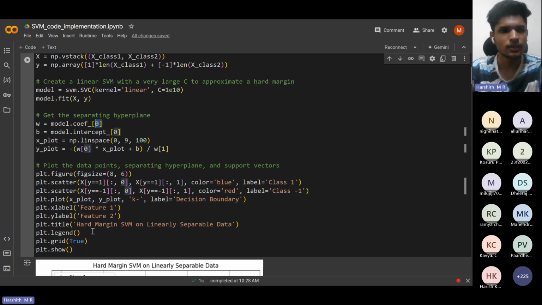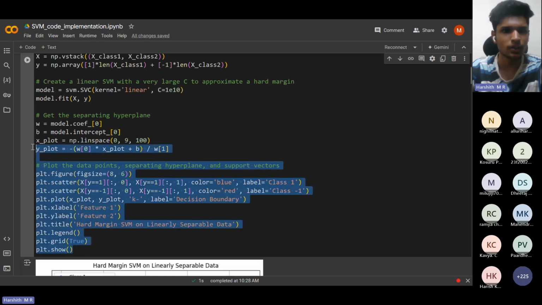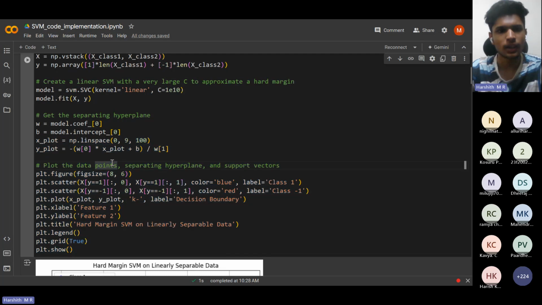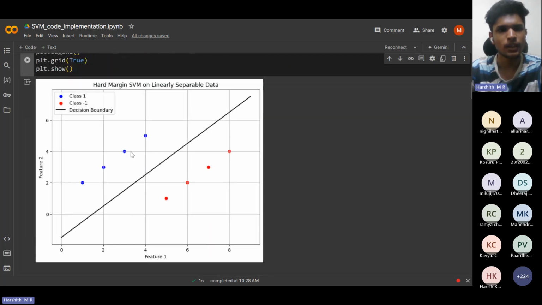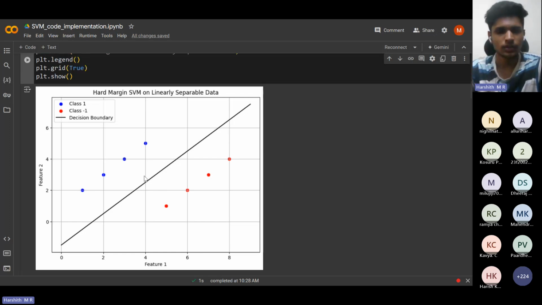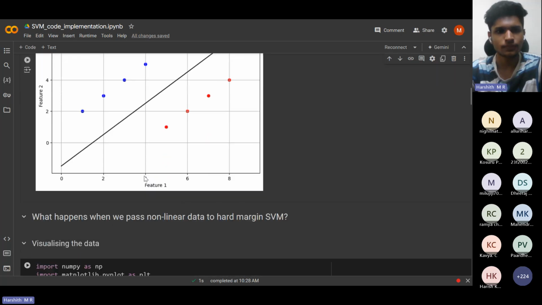And this code is used for plotting. You guys don't need to worry about this part of the code. It's just plotting our line and visualizing our model. So these are points belonging to one class. These are points belonging to class -1, and these are points belonging to class 1. So our model predicts this line. Our model was able to correctly classify all the points. So this is for the hard margin case.